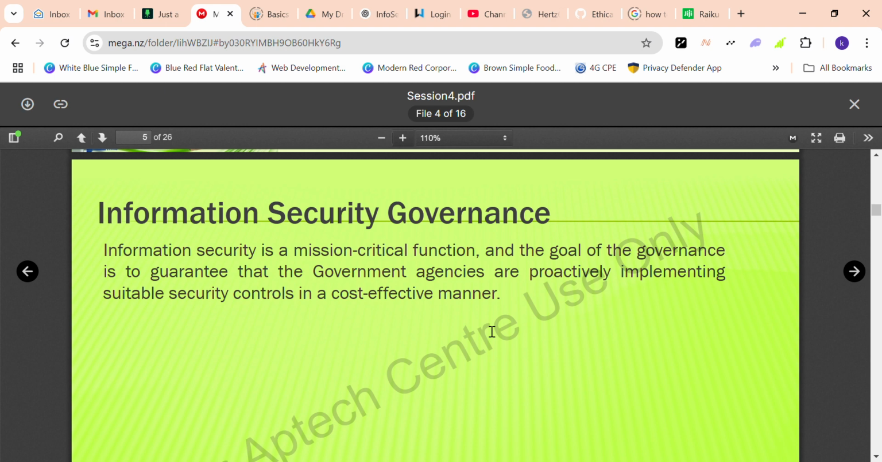So let's move to information security governance. Information security is a mission critical function, and it is the goal of the governance to guarantee that the government agency is proactively implementing suitable security controls in a cost-effective manner. The money should not be too much. The goal of an organization is to minimize cost and maximize profit. When you are implementing security control, it should not cost more than the company profit.